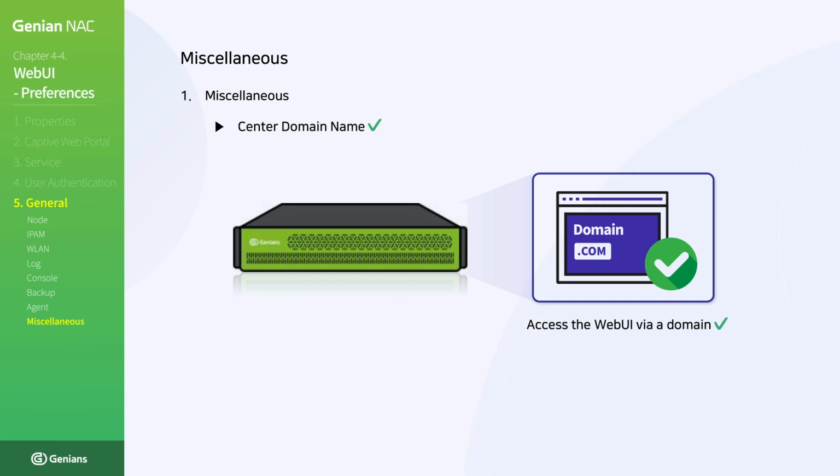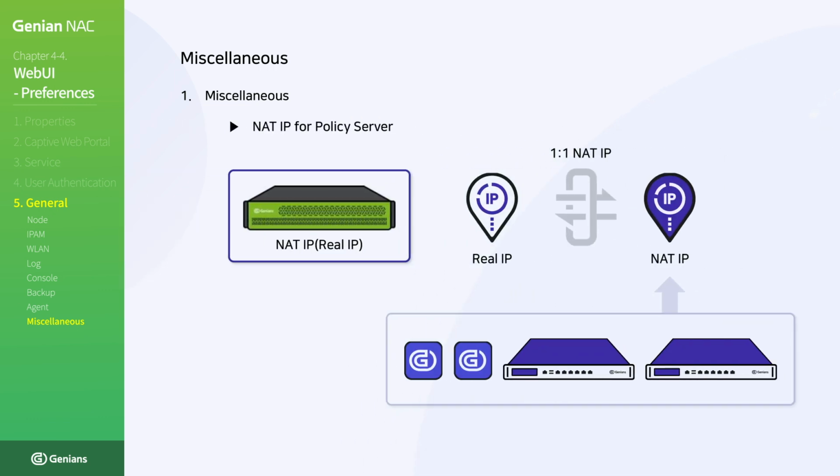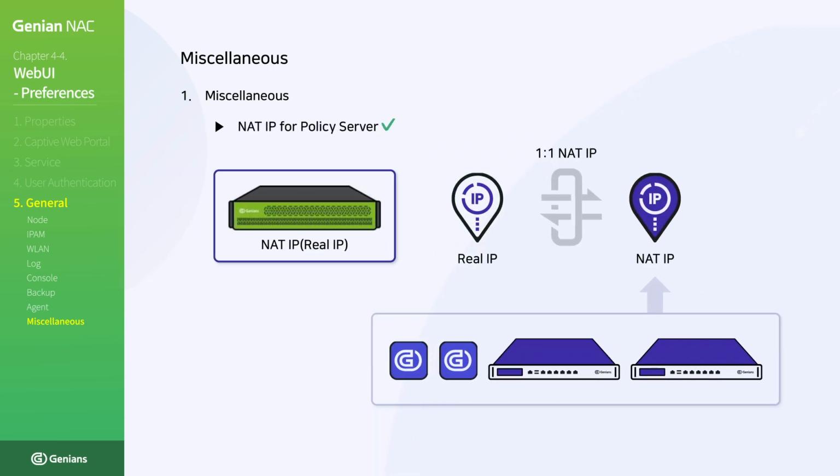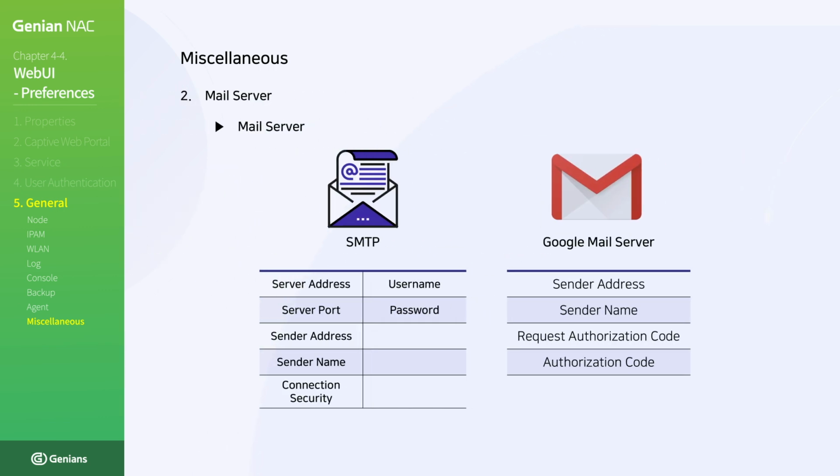The file size setting defines the maximum file size that can be uploaded via the policy server's WebUI. The unit is megabytes, and the default size is set to 100 megabytes. The Center Domain Name setting allows you to specify a domain name for accessing the policy server WebUI. This is used when you want to access the WebUI via a domain name instead of an IP address.